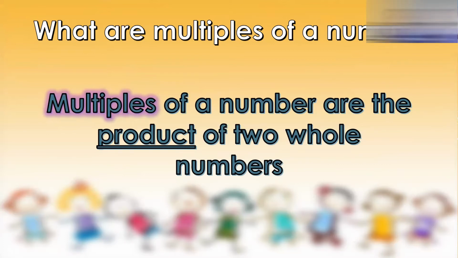Answer in what? What operation? Addition? Multiplication. Okay. So product is the answer in multiplication, right? And it says there, multiples of a number are the product of 2 whole numbers. This means it can be 1, 2, 3, 4, 5, 6, products of those numbers. But if it is a product of fractions, well, that is not multiples. You understand? So product of 2 whole numbers.